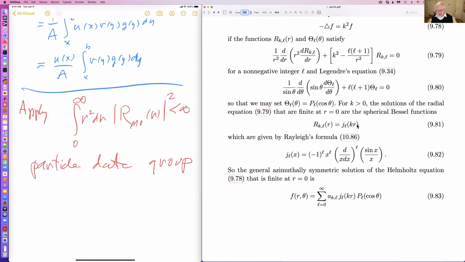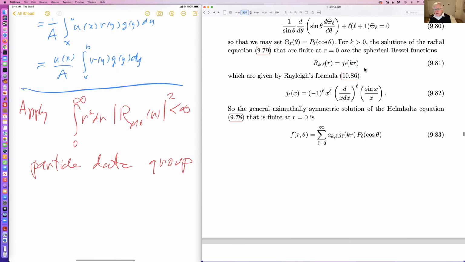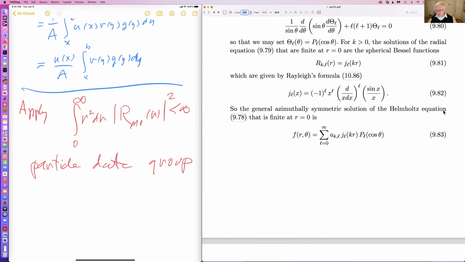Now these spherical Bessel functions are given by Rayleigh's formula, and they're just simple derivatives and powers of sine x over x. So that's really a very, very nice formula, especially if you've seen formulas for the cylindrical Bessel functions. And so the general azimuthally symmetrical solution of the Helmholtz equation, finite at r equals 0, is this expression here.